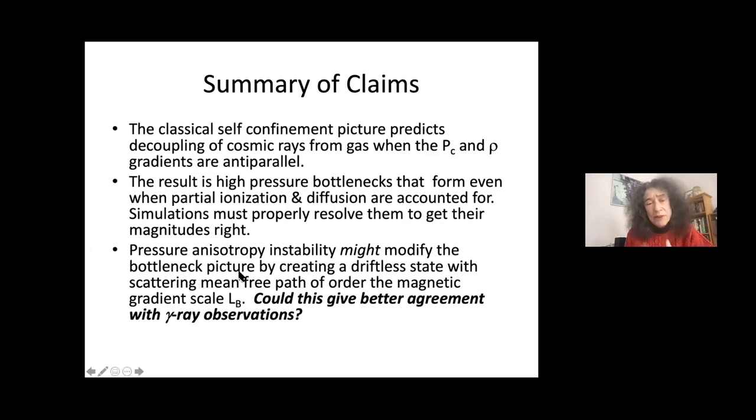But this picture might be modified by pressure anisotropy instability. So the outcome of the pressure anisotropy instability could be this driftless state in which the scattering mean free path is pretty long. It's of order the magnetic gradient length scale. And I can't help wondering if this could give a better agreement with the gamma ray observations. Could this be a physical mechanism for giving us a large cosmic ray diffusivity? So with that, I will stop and very happy to take questions.